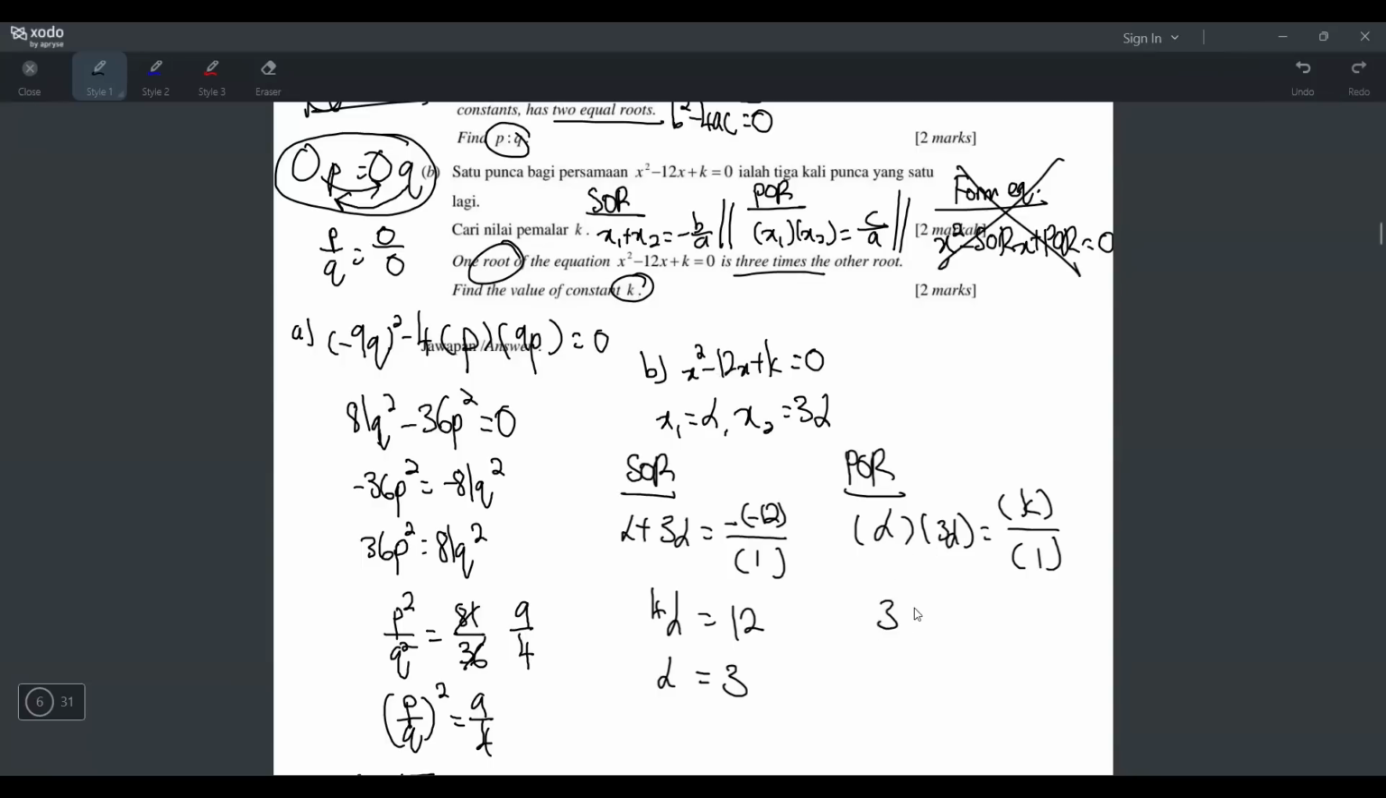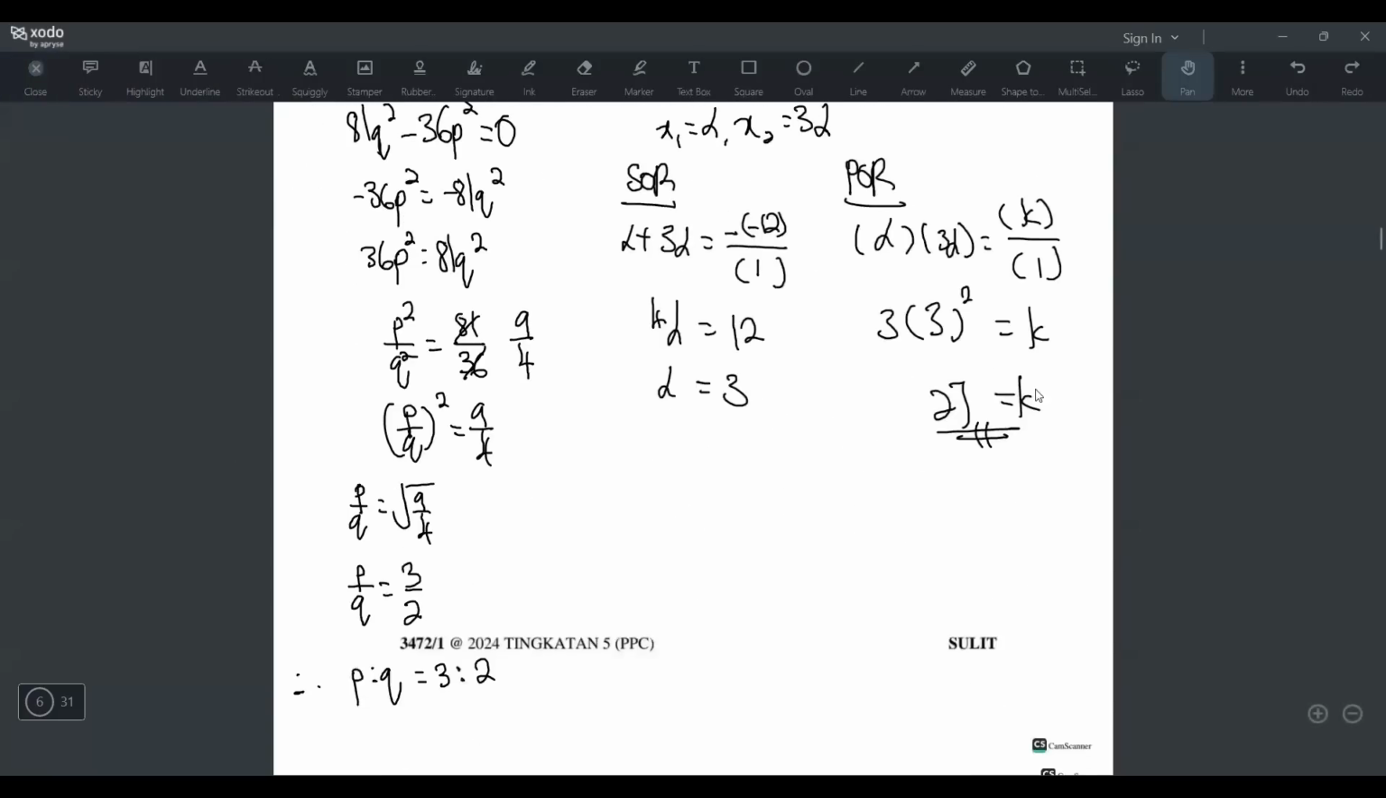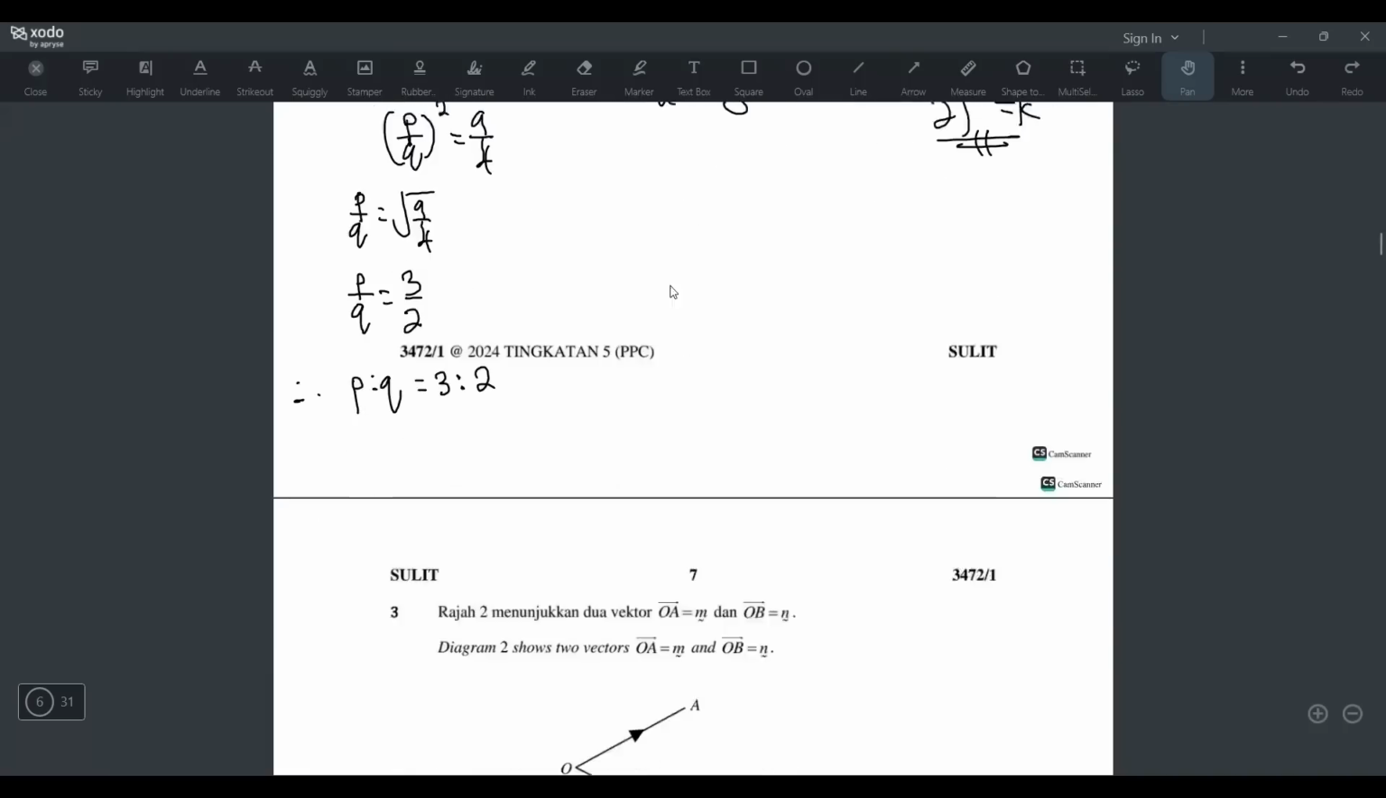So alpha times 3 alpha, 3 alpha square equals to K over 1. But I do know alpha is 3. So just sub inside. 3 square is 9. 9 times 3, 27. This is your final answer. Not this one. But you need this. You need to do this. Because if you don't have this, then you cannot sub here. So you have to show all of it for your working, right? Okay, but the final answer is 27. Okay, done.